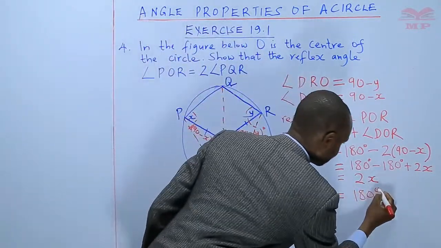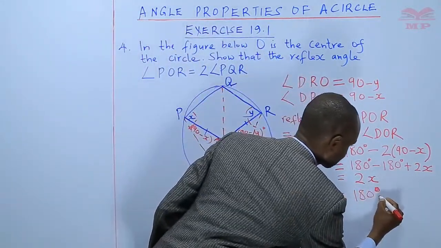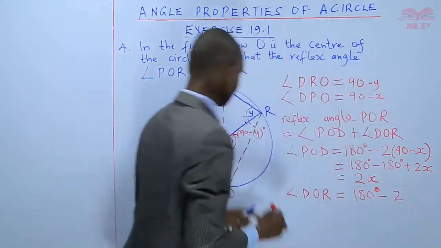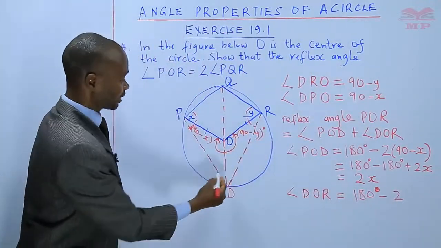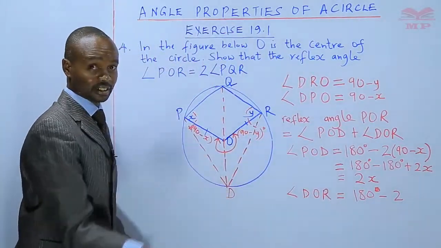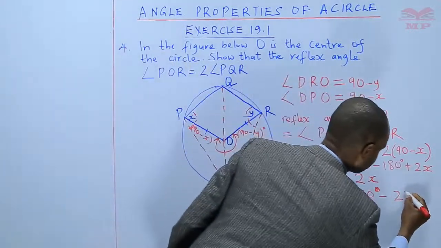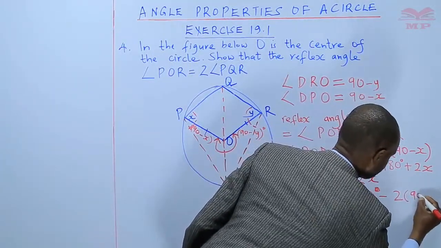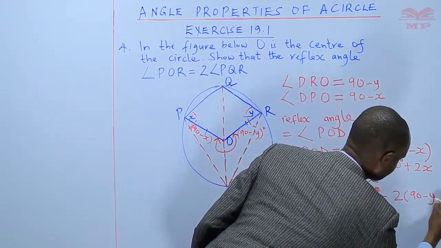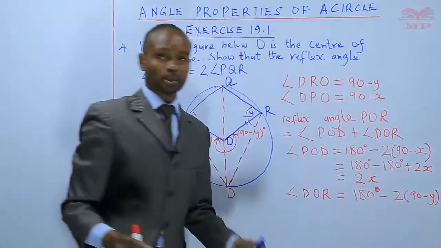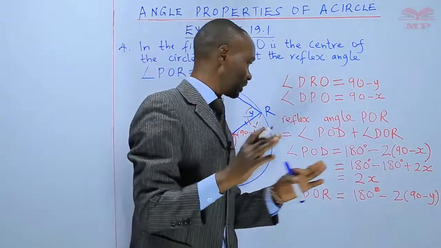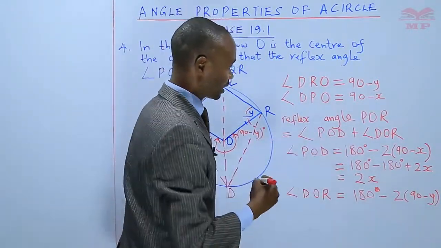Subtract twice. This is 90 minus y. The other one is 90 minus y, and they are equal. So it will be twice 90 minus y. The computation will be the same again here because we still have our 180.